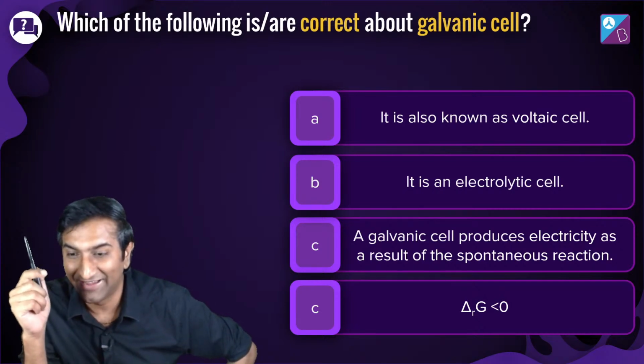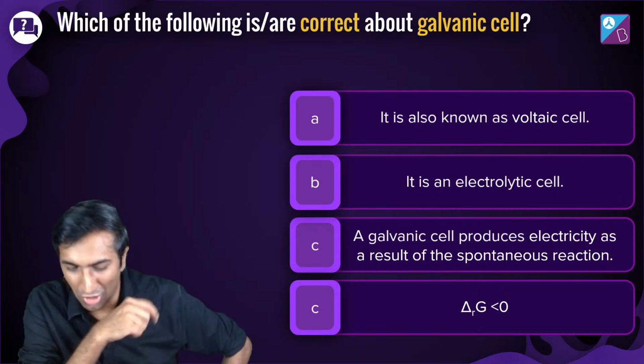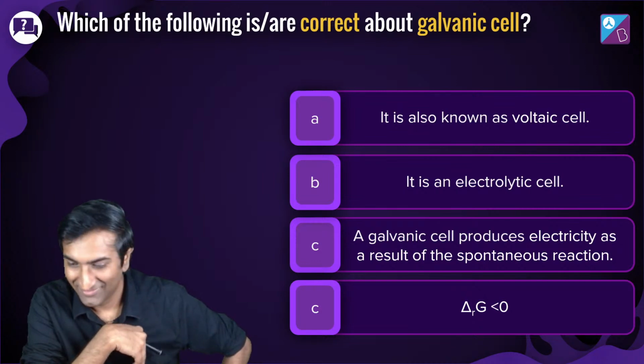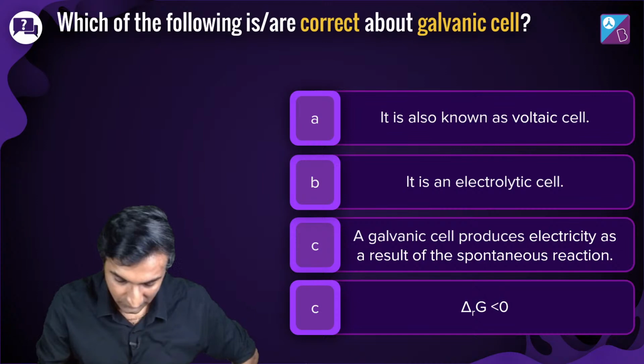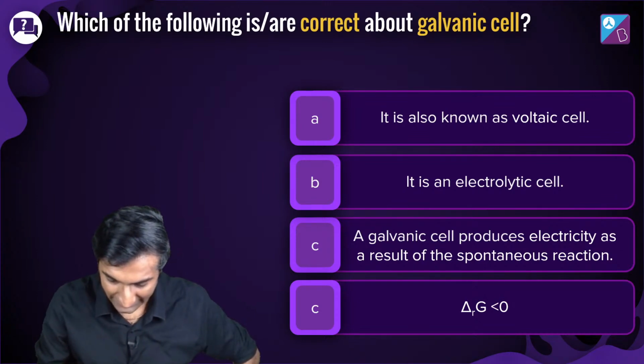Which of the following are correct about galvanic cell? You got 4 options. Please try them out. 4 options. Galvanic cell के बारे में which of these are true? Try it out.